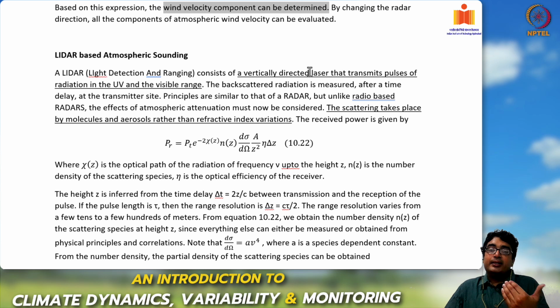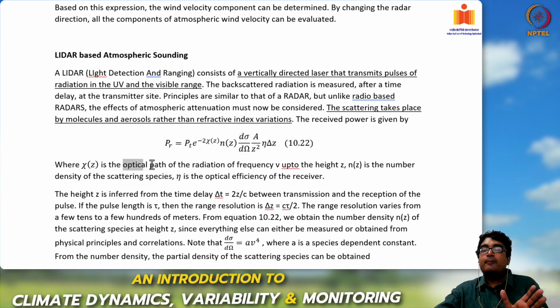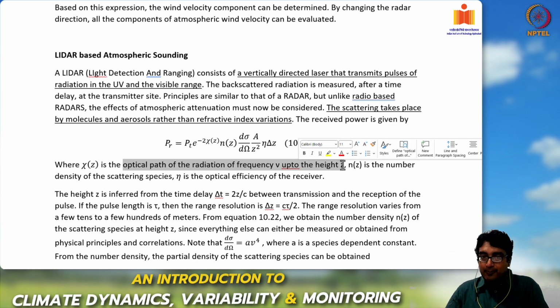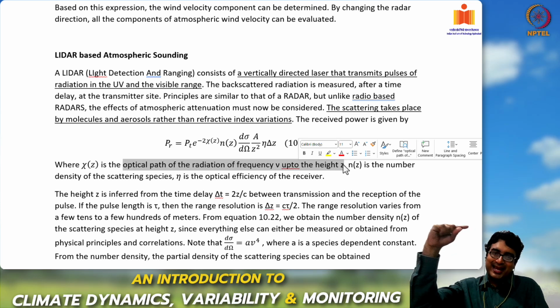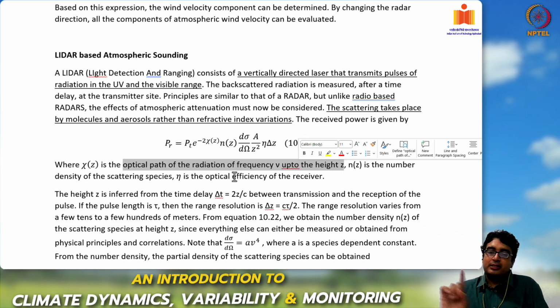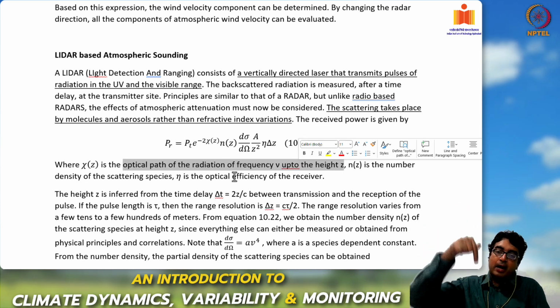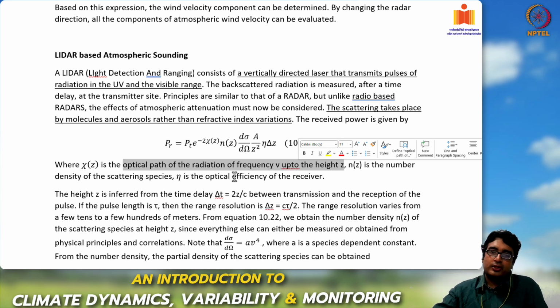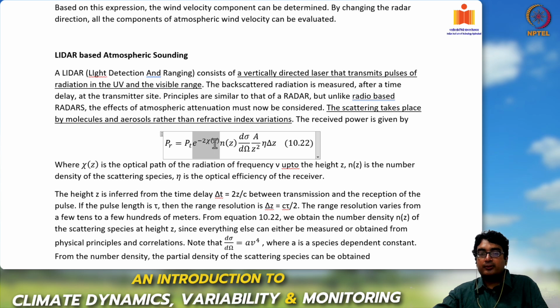Okay. The received power PR is equal to transmitted power times exponential minus 2xz. X is the optical path of the radiation frequency up to the height z. Okay. So z is where the scattering is taking place. So the optical path of the frequency up to z is xz. It's 2 times this because it is going up and then coming back. So it's twice z, right? So it's 2 times the optical depth exponential. So this is the attenuation part.